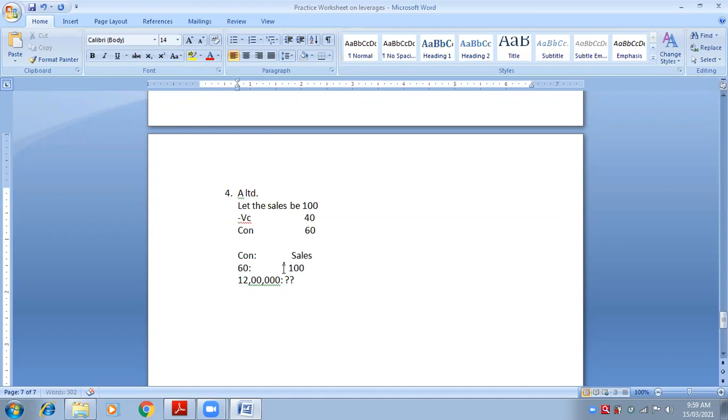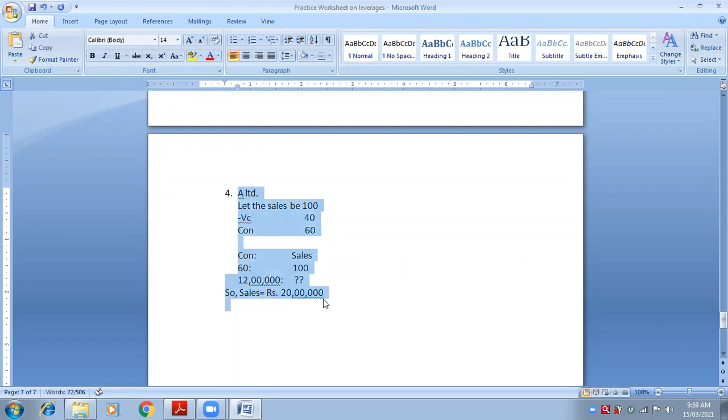Now tell me after cross multiplication. So 12 lakhs into 100 divided by 60. So my sales will be 12 lakhs into 100 divided by 60. It is just a cross multiplication. Tell me how much it would be? 20 lakhs. Rupees 20 lakhs. So first A Limited is done.